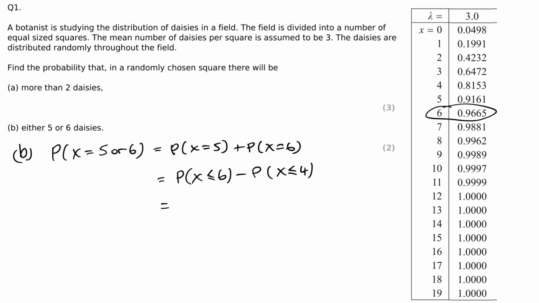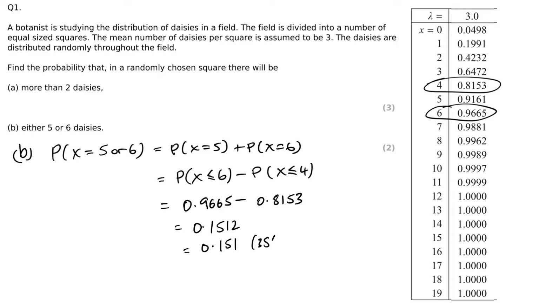So 6 here is 0.9665 and 4 is 0.8153, and then all I need to do is go to my calculator, and that gives me 0.1512 to 4 decimal places there, or as usual 0.151 to 3 significant figures.